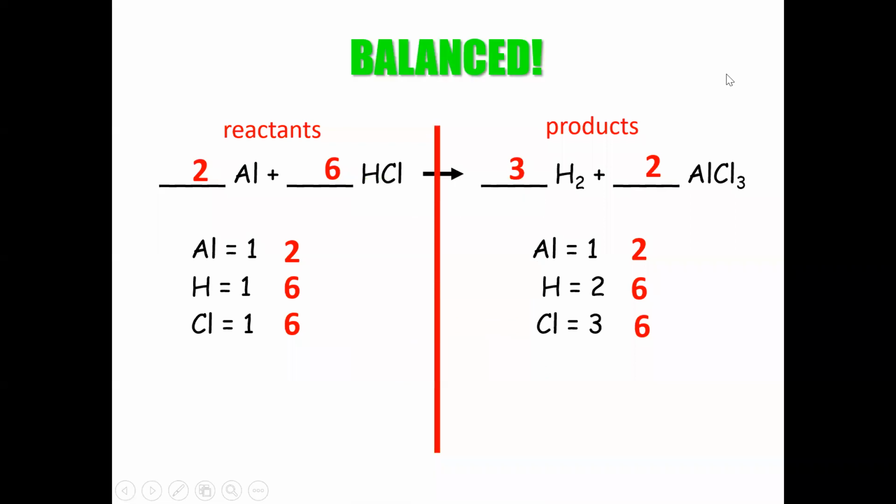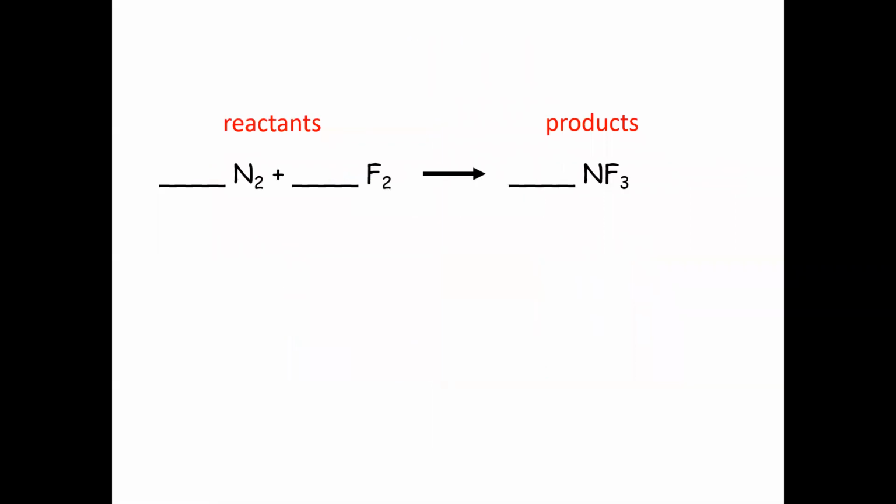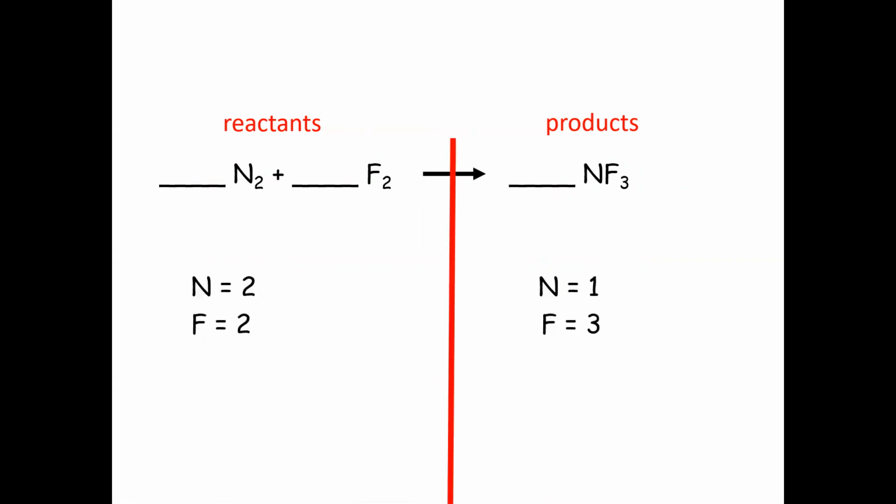Right, so our next example, nitrogen plus fluorine gives you nitrogen fluoride. You can see that you have 2 nitrogens on that side, you've got 2 fluorines on that side, you've got 1 nitrogen on this side, you've got 3 fluorines on this side.